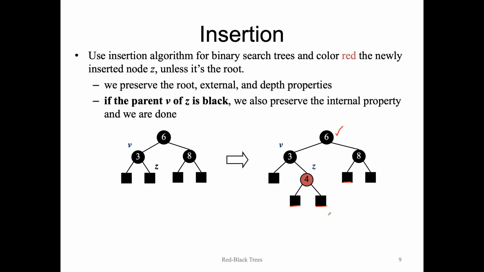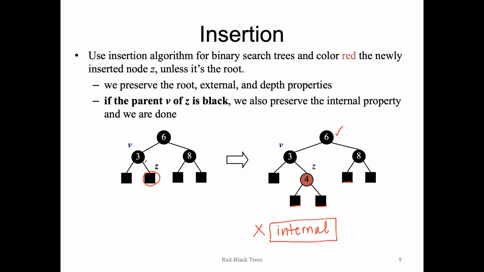Now it is possible that we can violate the internal color property, which said that if we have a red node, all of its children must be black. So it's possible we have violated this. In this case, we didn't. This is a good, easy case of insertion where we want to insert a new node whose parent is black. So in that case, we haven't violated the internal property, we're okay.